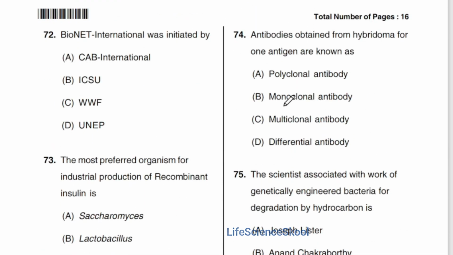Moving on to the next question, 72nd. BioNet International was initiated by option A CAB International, option B ICSU, option C WWF, option D UNEP. The correct answer for this is option A, that is CAB International. What is this BioNet? BioNet International is an organization that helps other countries with sustainable development. And that was initiated by CAB International.